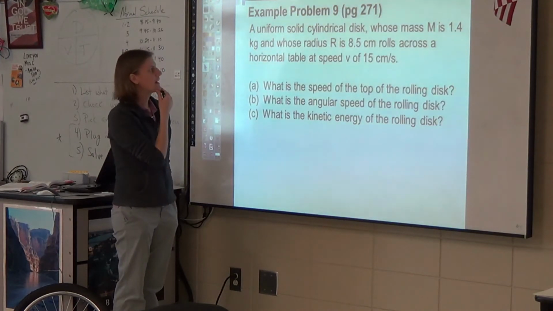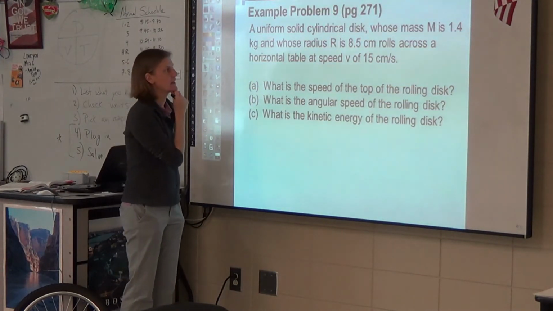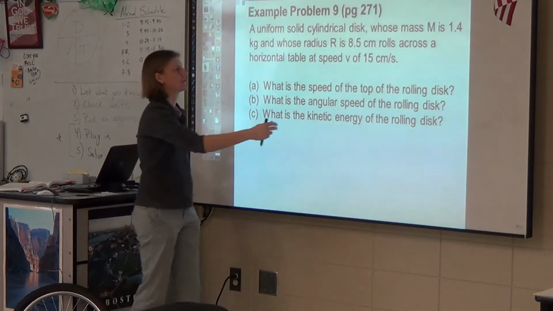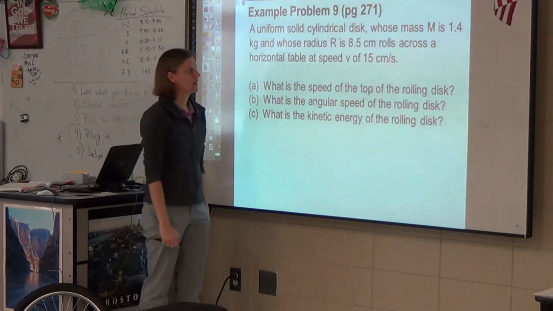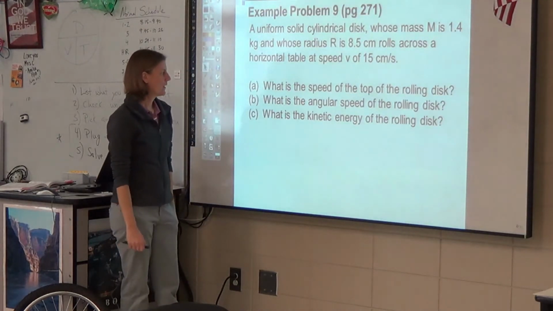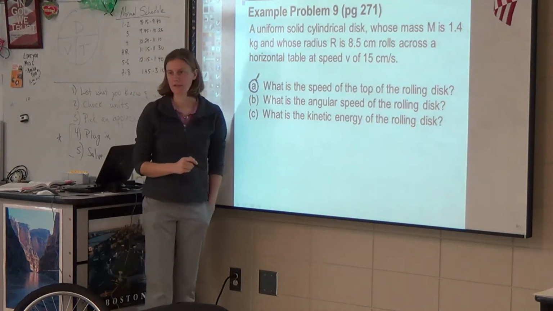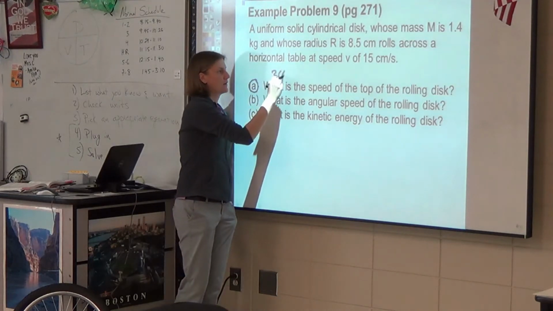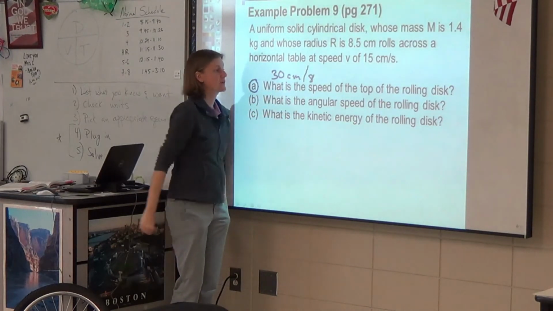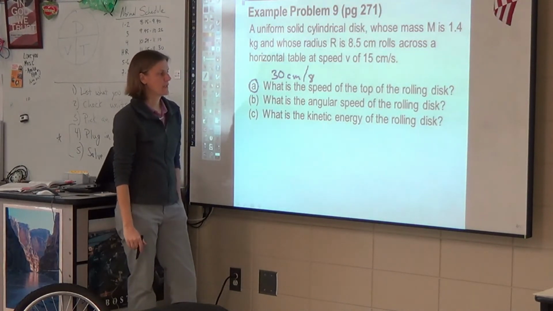Okay, a uniform, solid, cylindrical disk whose mass m is 1.4 kilograms and whose radius is 8.5 centimeters rolls across a horizontal table at a speed v of 15 centimeters per second. So now we know we're in chapter 12. A. What is the speed of the top of the rolling disk? It's got to be 30 centimeters per second. That's just double.